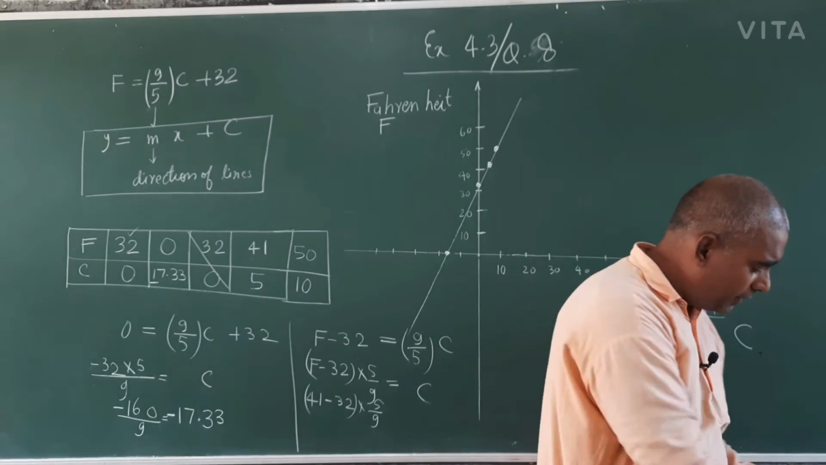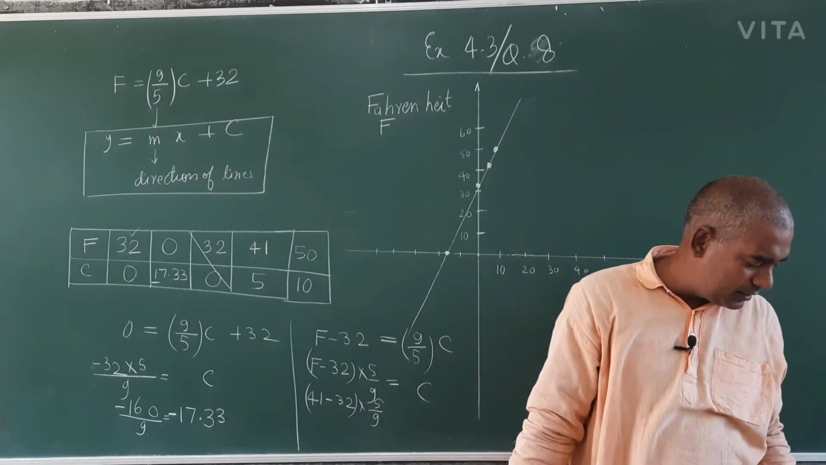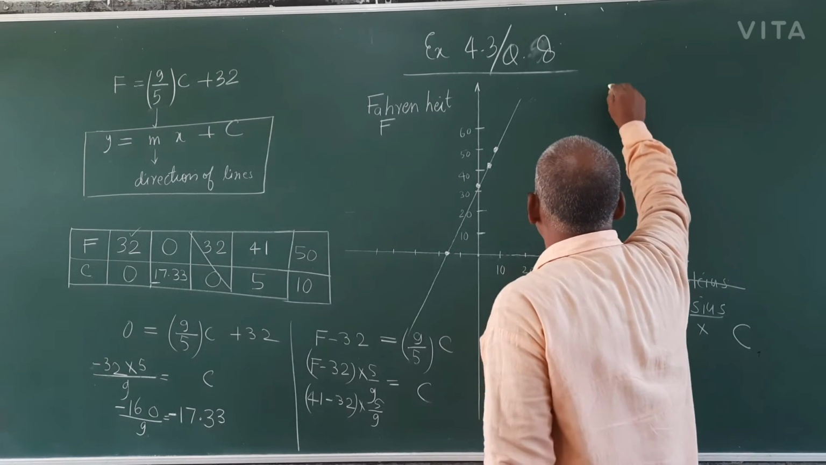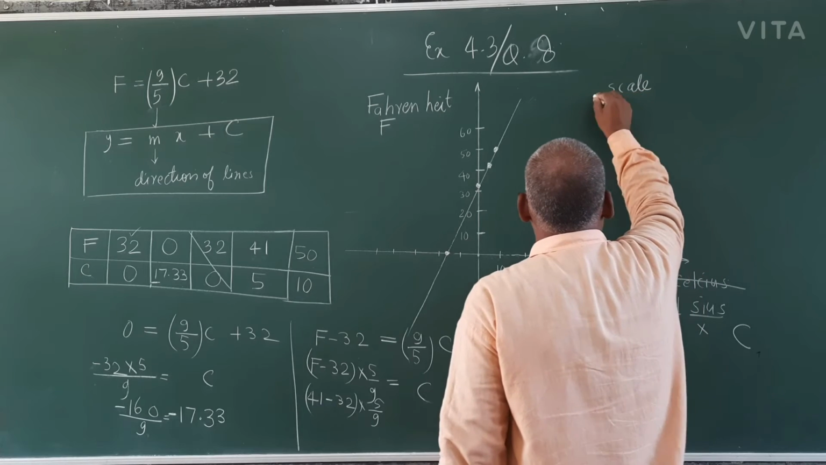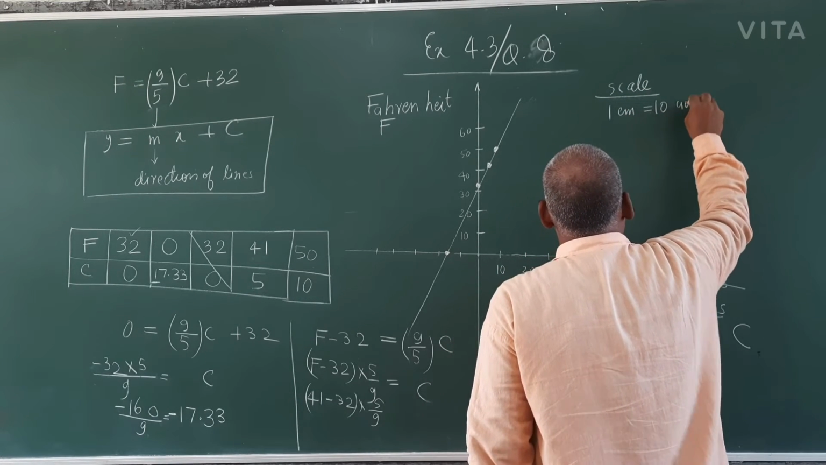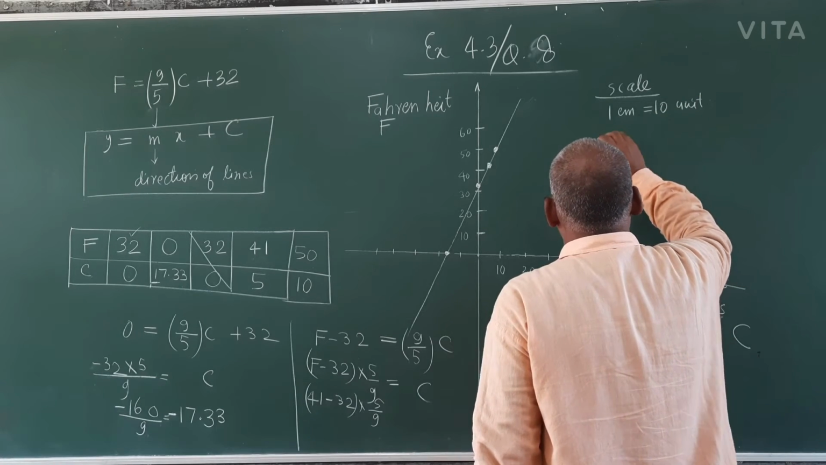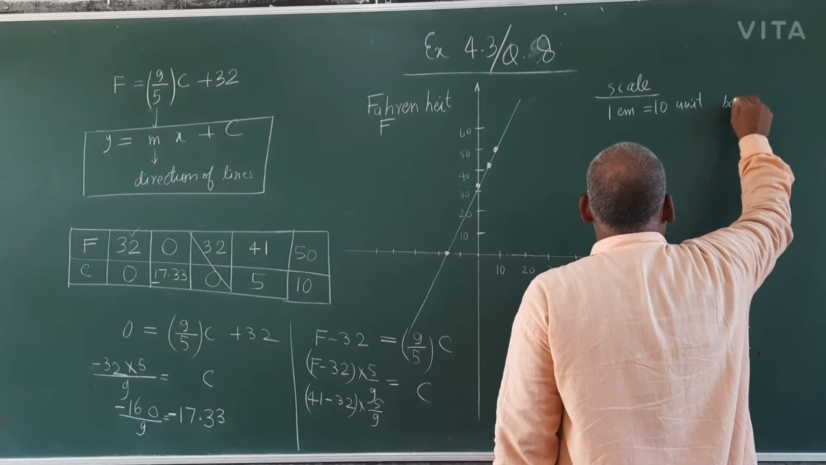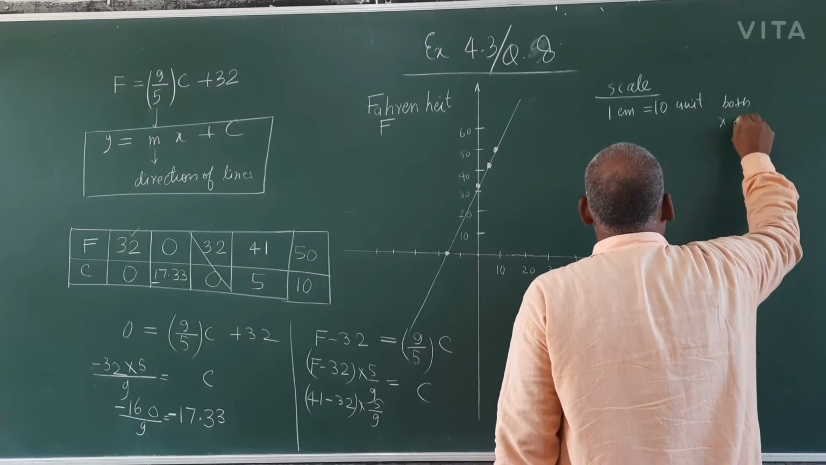Okay. After that, draw the graph using this and this. You will write here the scale, 10-20 centimeter scale also, scale is very important. 1 centimeter is equal to 10 units. You will write like this, in x-axis and y-axis both, x and y.